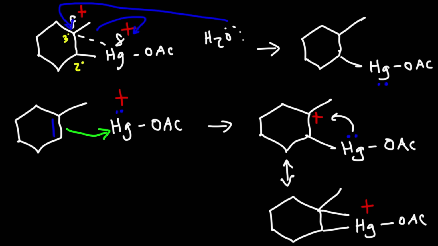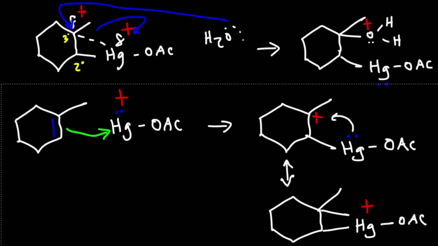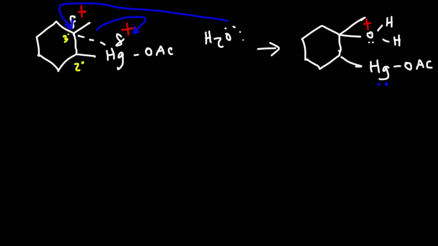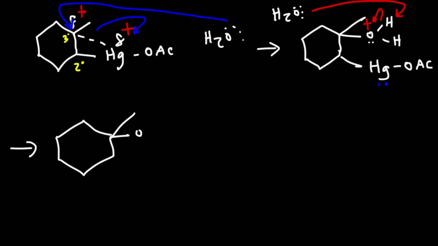So we'll have our mercury acetate group on one side, and on the other carbon, we're going to get an oxonium species. Now we're going to use another water molecule to take off one of the hydrogen atoms. So going from the beginning to this result, that's the first step. This is known as oxymercuration.